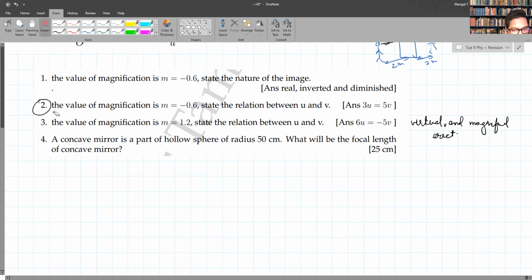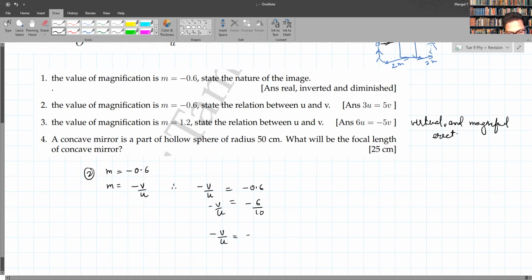Now let's take the second question. Magnification is given to be -0.6, and they are asking for a relation between u and v. Now m is -v by u. So -v by u is -0.6. I can write this as 6 by 10, which can be reduced to -3 by 5. And this negative can be cancelled, and 5 into v is 3 into u. So that's the answer over here.